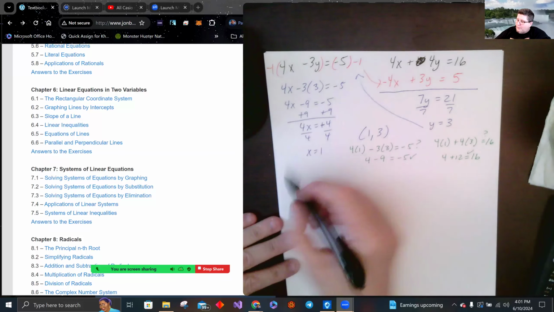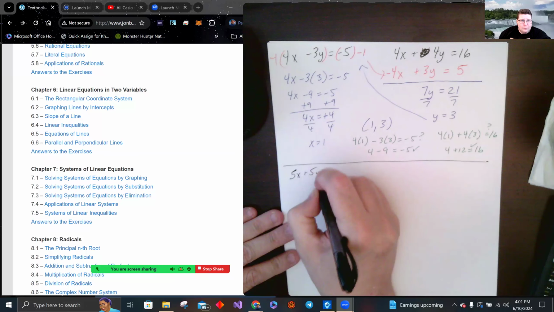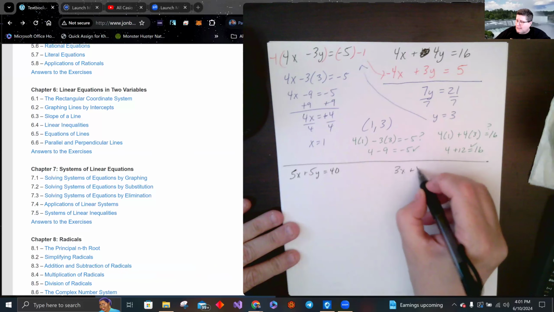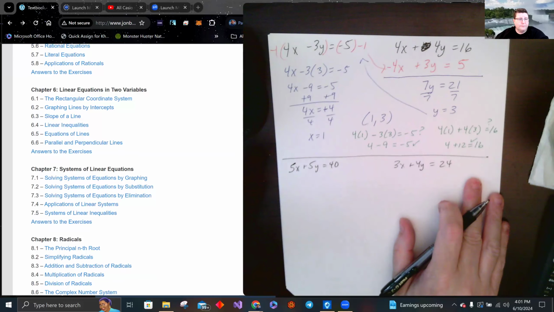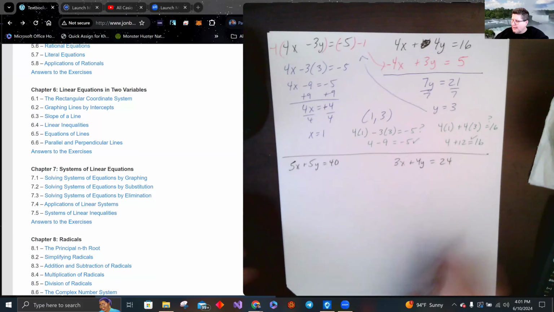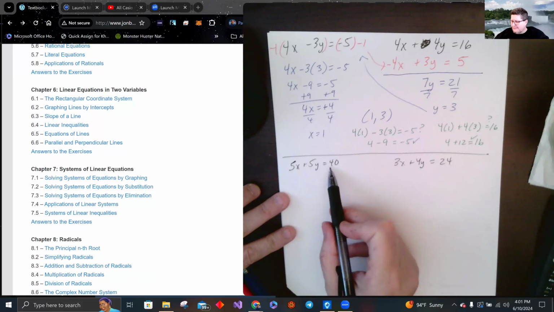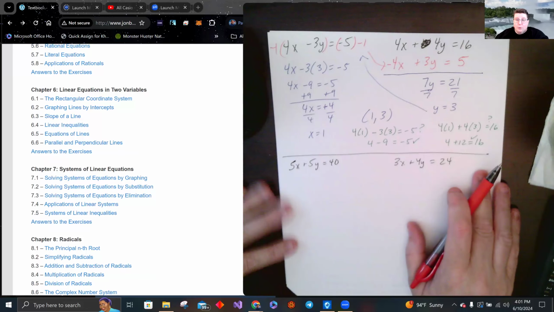All right, we'll continue on with our next problem to try. 5x plus 5y equals 40. 3x plus 4y equals 24. Now this one I could do with substitution by dividing by 5 and getting this down, but I'm not going to. I want to show you how it works.